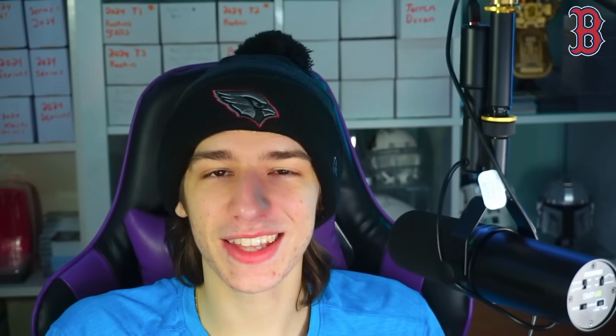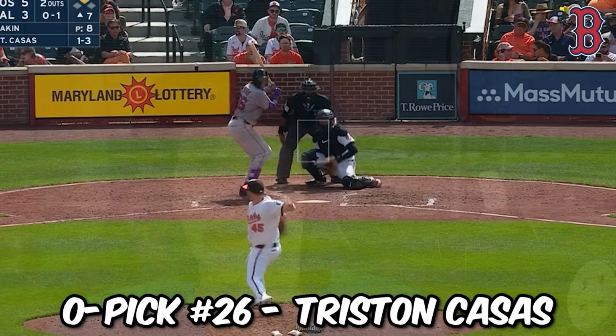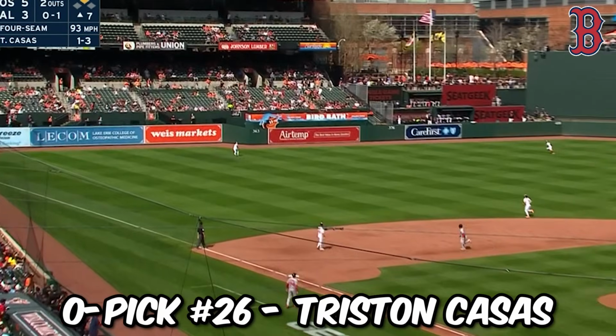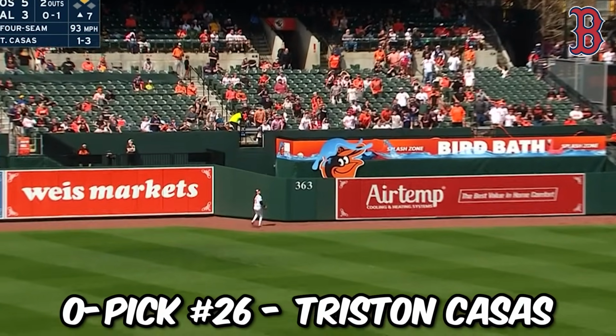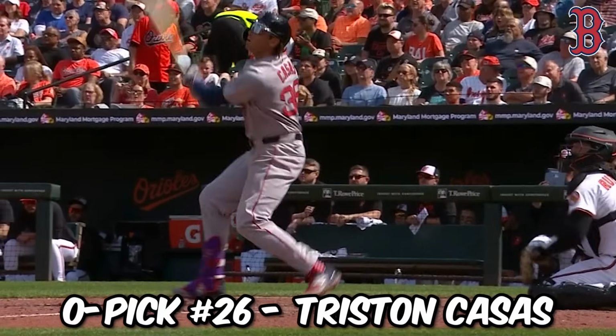With the 26th pick in the 2018 MLB Draft, the Boston Red Sox selected Triston Casas, who has already been selected in my redraft. Along with Jarren Duran, the 2018 draft was a great year for the Red Sox. 2018 also was just a pretty good year for the Red Sox as well, if you know what I mean.